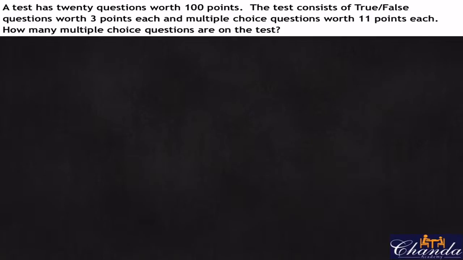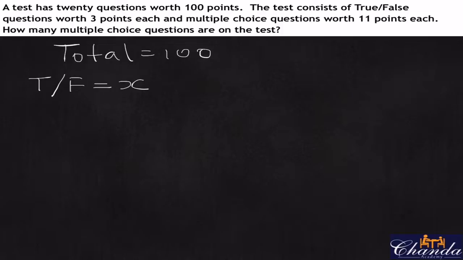Okay, so there is a fair bit of information here, guys, so let's just quickly write it out. So we have total points of 100. Two types of questions. We have the true and false. Let's designate the true and false questions as X, okay? And then we have multiple choice questions, so MCQ. Multiple choice questions can be the letter Y, okay? So true and false is X, multiple choice questions are Y.